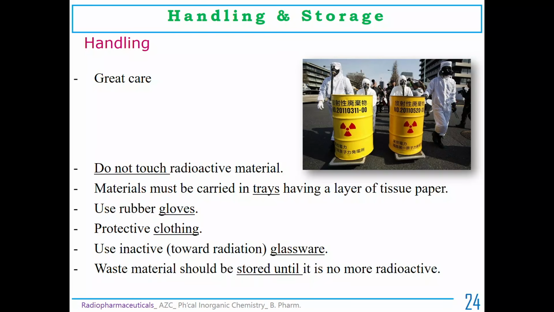Handling and storage of radiopharmaceuticals. Handle with great care. Do not touch radioactive material. Materials must be carried in trays having a layer of tissue paper. Use rubber gloves and protective clothing. Use glassware inactive toward radiation. Waste material should be stored until it is no longer radioactive.